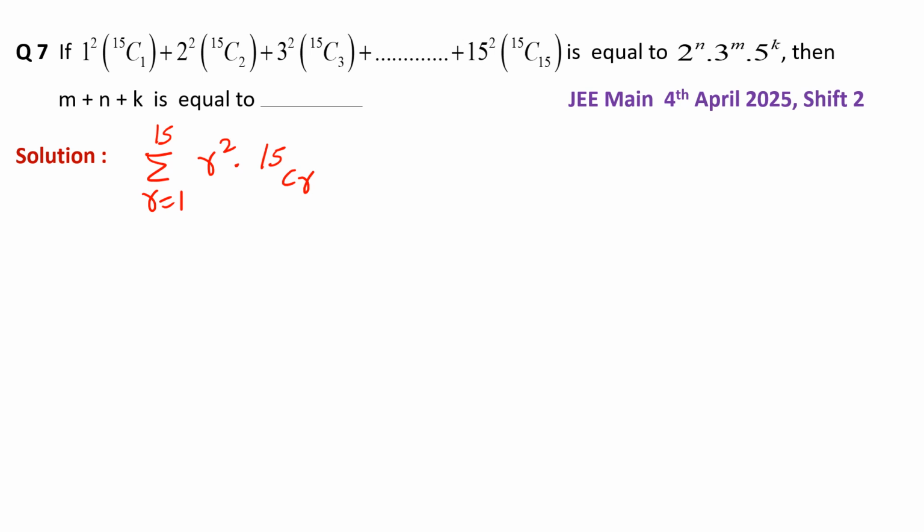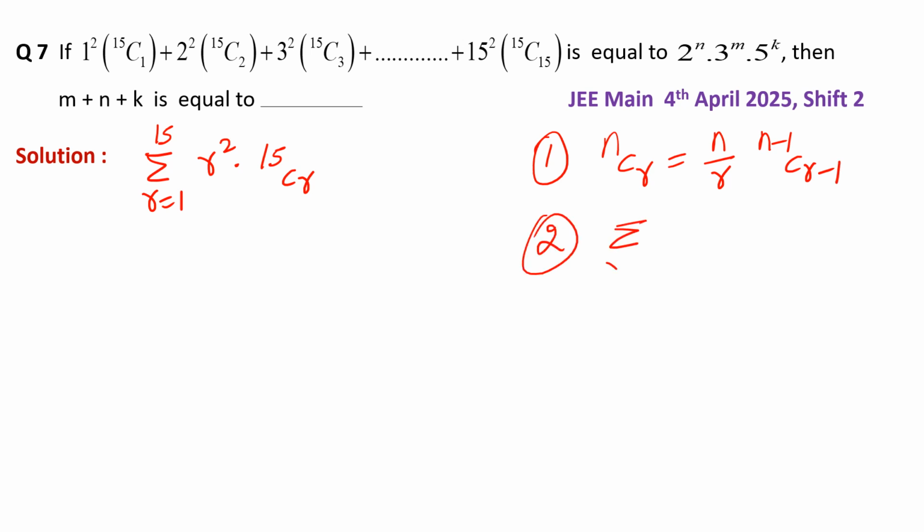Now to find the sum of this series, I will use two properties of binomial coefficients. The first one is nCr is equal to n upon r into (n minus 1)C(r minus 1). And the second one is summation r varying from 0 to n of nCr equal to 2 to the power n. Now students, let's find the sum of this series.